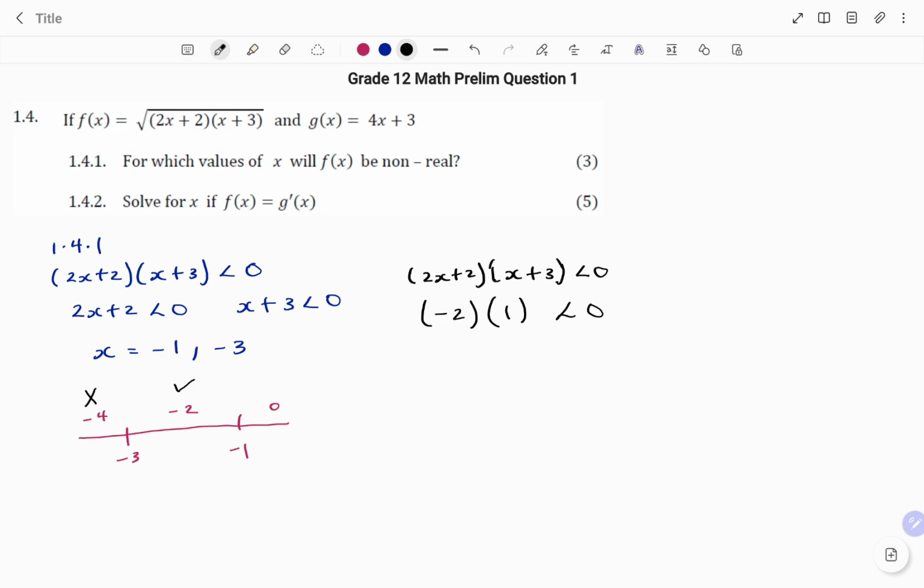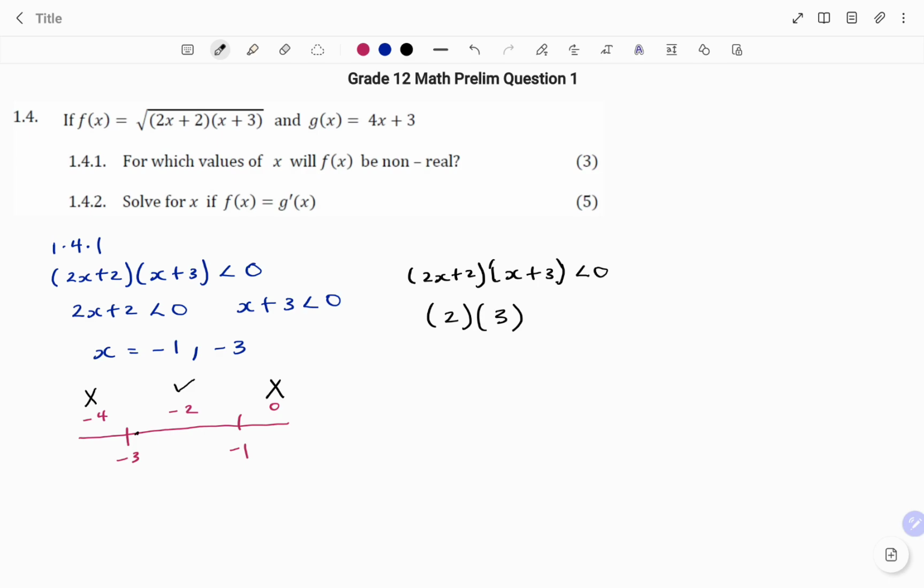Then if I check a number bigger than -1, for example, I'm going to use 0 to test. 0 times 2, that's 0 plus 2. I have that as +2. For my second bracket, I have 0 plus 3, that's +3. 2 times 3 will give me 6, and that's +6. That is not a number less than 0. So therefore, any number greater than -1 will not work for me. It's not going to be true for that function.